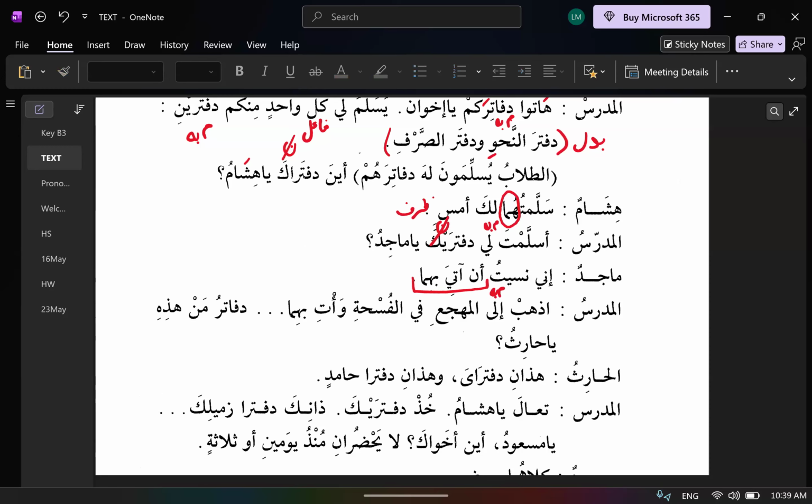Izhab ila mahji'i, go to your dormitory, fil fushati, in the break. Fusha is a break. Wa'ti, now this is our fil amr, and bring bihima, bring both of them. Wa'ti man hazihi ya Harithu, O Haris, whose notebooks are these?